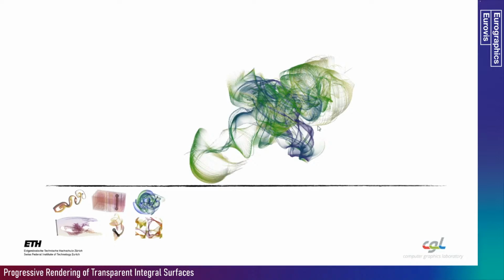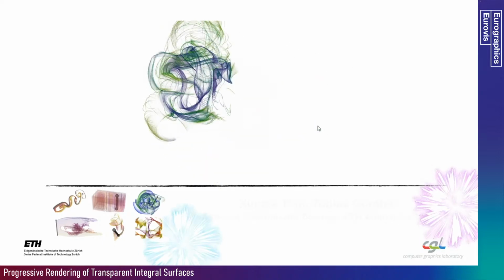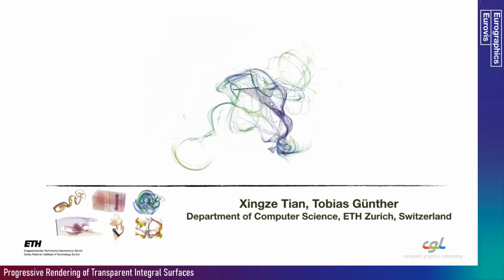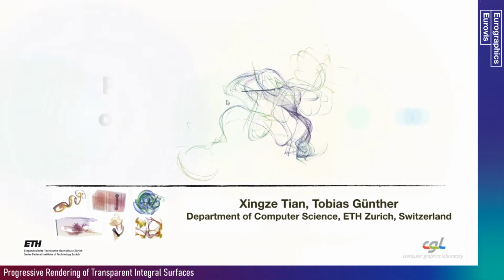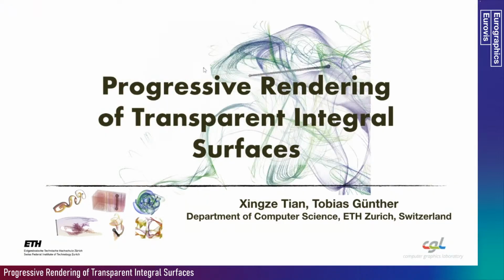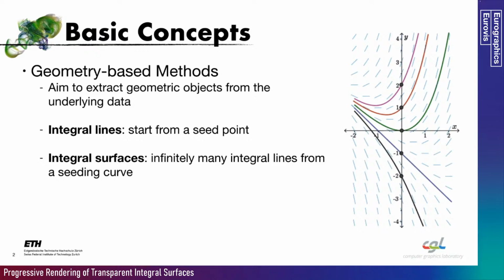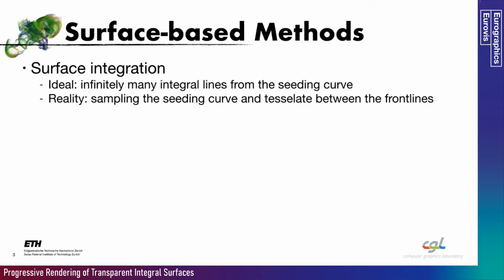Hello everyone, thank you very much for coming to the presentation. We are Tobias and Xingze from ETH Zurich. Today we are going to talk about our short paper on progressive rendering of transparent integral surfaces. Geometry-based flow visualization methods such as streamline and pathline rendering are among the most commonly used visualization tools. By extending a seed point to a seeding curve, integral surfaces arise, which convey shape information better than lines.